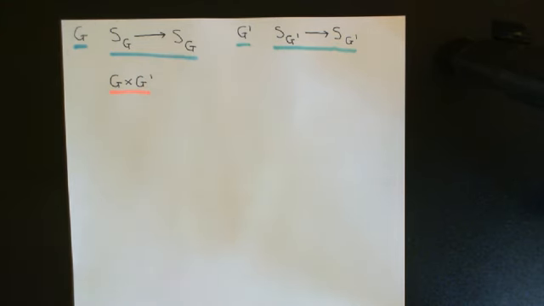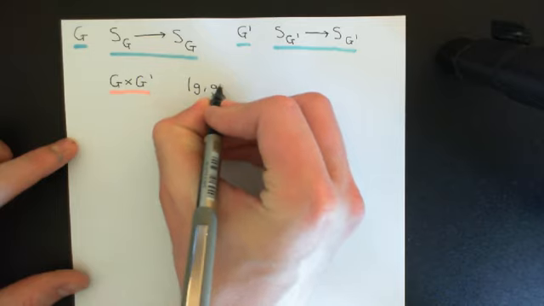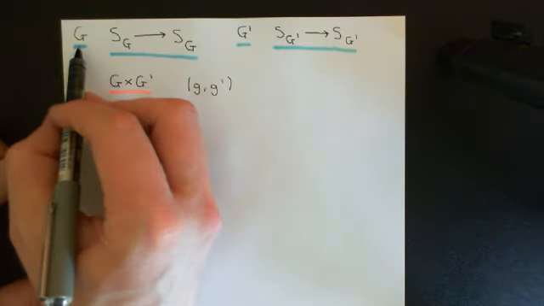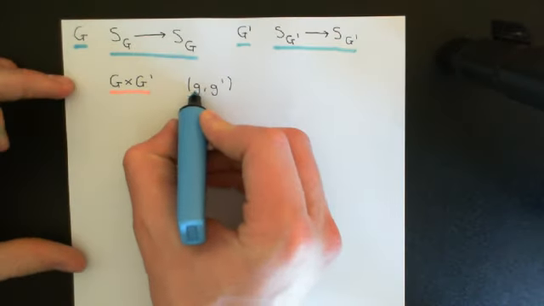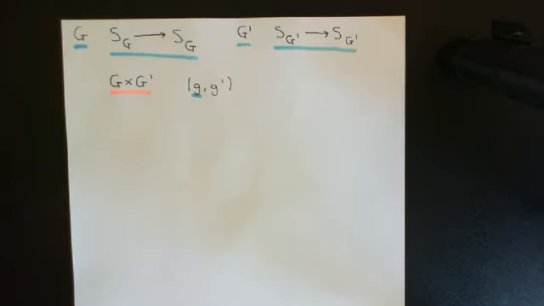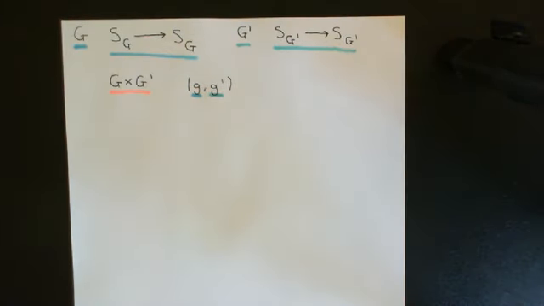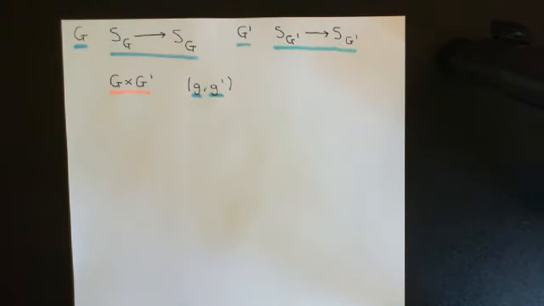So to motivate this, let's have a look at an arbitrary element from the product group of G with G prime. An arbitrary element of this product group will look something like so: little g with little g prime, where little g is some element of the group capital G, and little g prime is some element of the group capital G prime. I'll highlight little g in blue because it's from the group capital G, and little g prime in turquoise because it's from the group capital G prime.